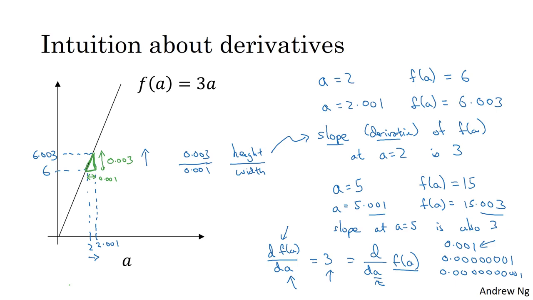Now, one property of the derivative is that no matter where you take the slope of this function, it is equal to 3. Whether a is equal to 2 or a is equal to 5, the slope of this function is equal to 3. Meaning that whatever the value of a, if you increase it by 0.001, the value of f of a goes up by 3 times as much. So this function has the same slope everywhere. And one way to see that is that wherever you draw this little triangle, the height divided by the width always has a ratio of 3 to 1. So I hope this gives you a sense of what the slope, what the derivative of a function means for a straight line, where in this example the slope of the function was 3 everywhere.